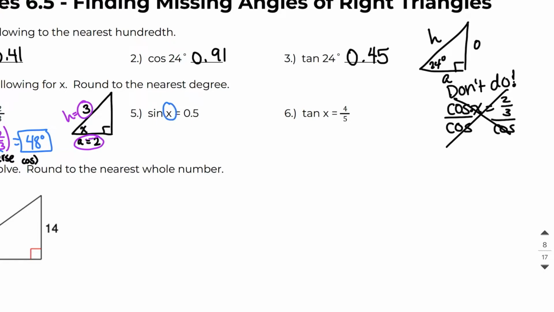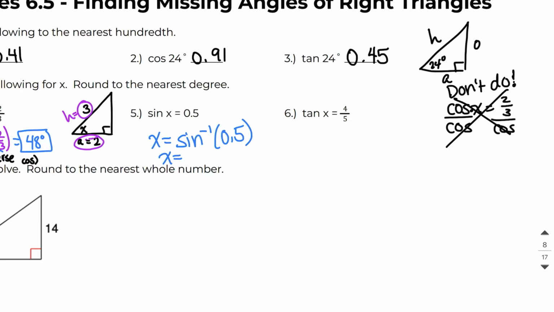All right, so in number 5, same thing. The x is inside of here. The opposite of sine is inverse sine. So I'm going to take the inverse sine of 0.5. What does this mean? What angle will give me a ratio of opposite to hypotenuse of 0.5?